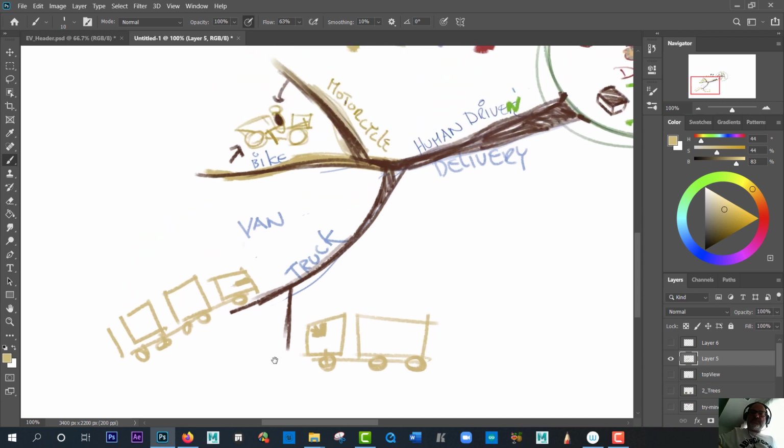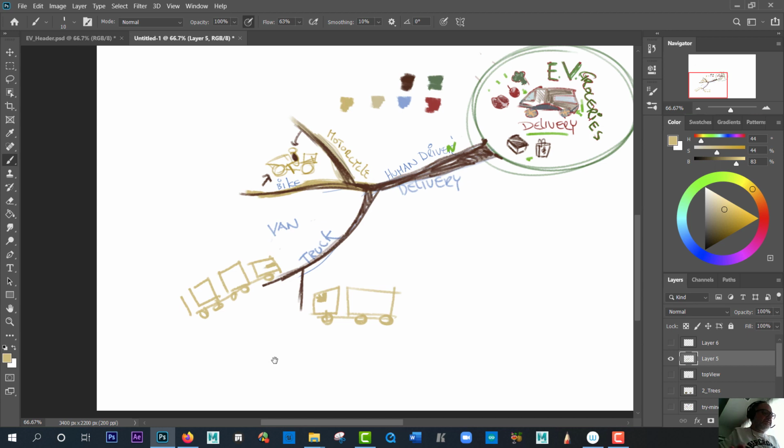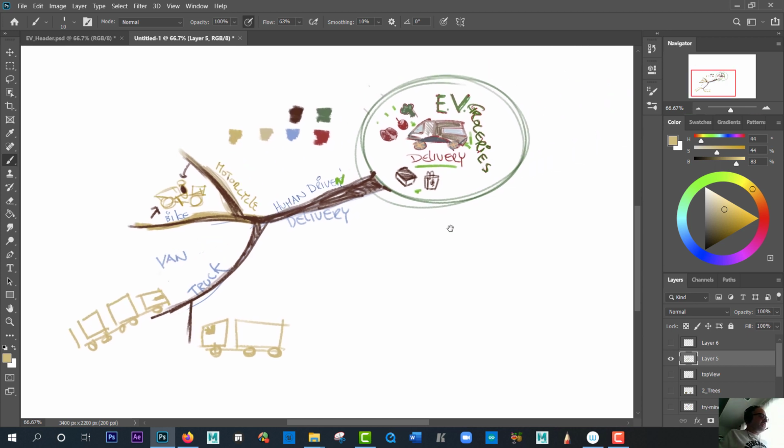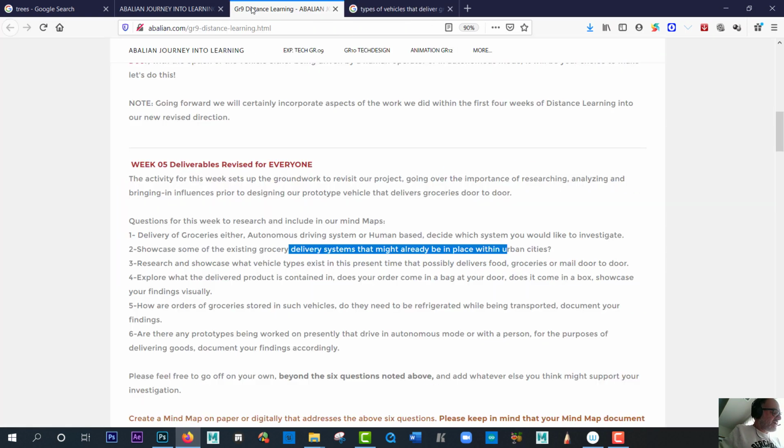So essentially what you will see here eventually is you taking each topic and creating a branch for itself. So the delivery system, what exists, it's a van. So I'm going to now make another one for van and so on. So if I go back to my questions right here and research vehicle types that exist. Okay, so we're doing that one.